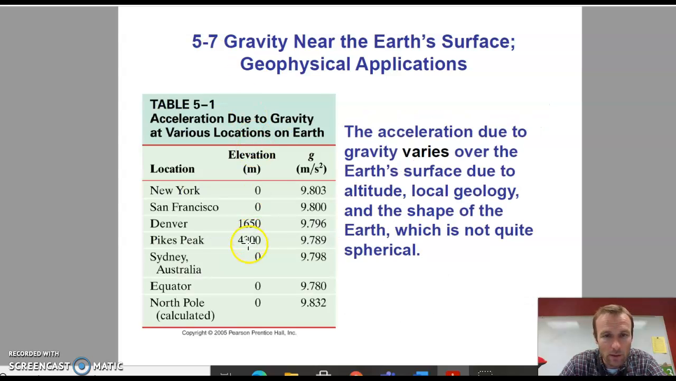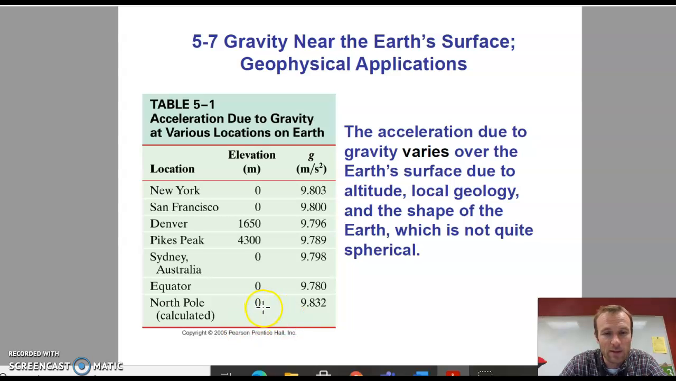So here is some differing elevation values and the corresponding change in little g in meters per second squared. And that's because the denominator of that equation was changing just a little bit. When we go somewhere that's farther from the center of the Earth, the gravitational acceleration is a little bit less than 9.8. And if we go somewhere that is closer to the center of the Earth, we'd have to dig a hole. I don't see any holes in this table.